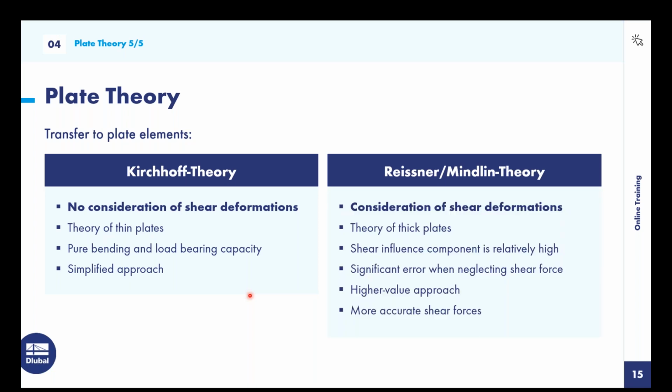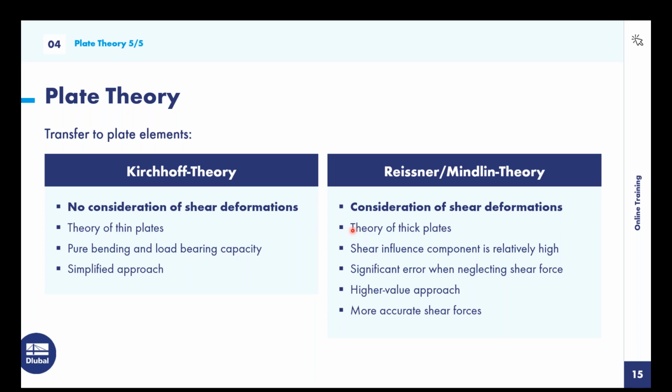Whereas the Reissner-Mindlin theory is great for both thick and thin plates. The reason for this is that we do consider shear deformations, and you have to take into consideration that the shear influence component is relatively high. If you're neglecting shear forces, you're going to have a significant error. This is a high value approach and increases the accuracy of your shear forces. So in my opinion, the Reissner-Mindlin theory is what you should be using all the time, but it's good to know the difference between these two theories.